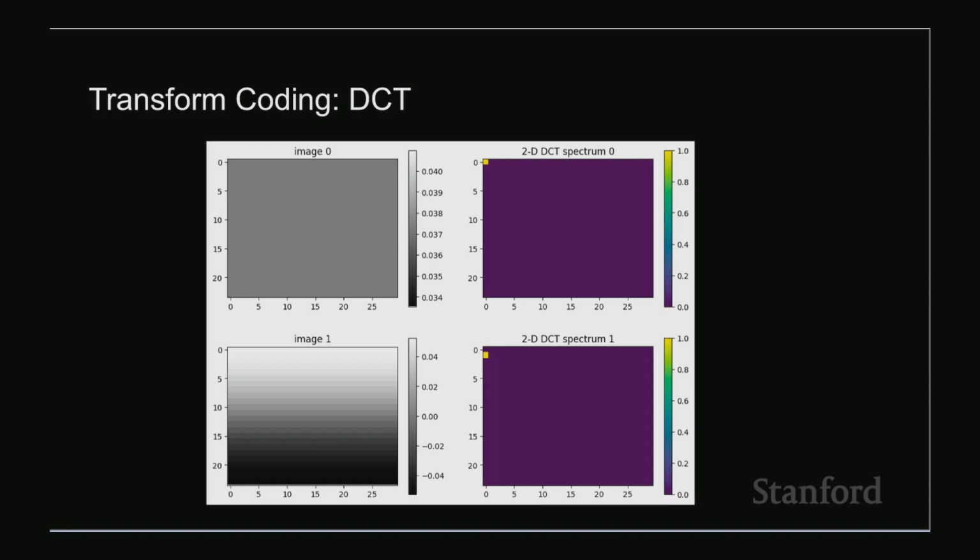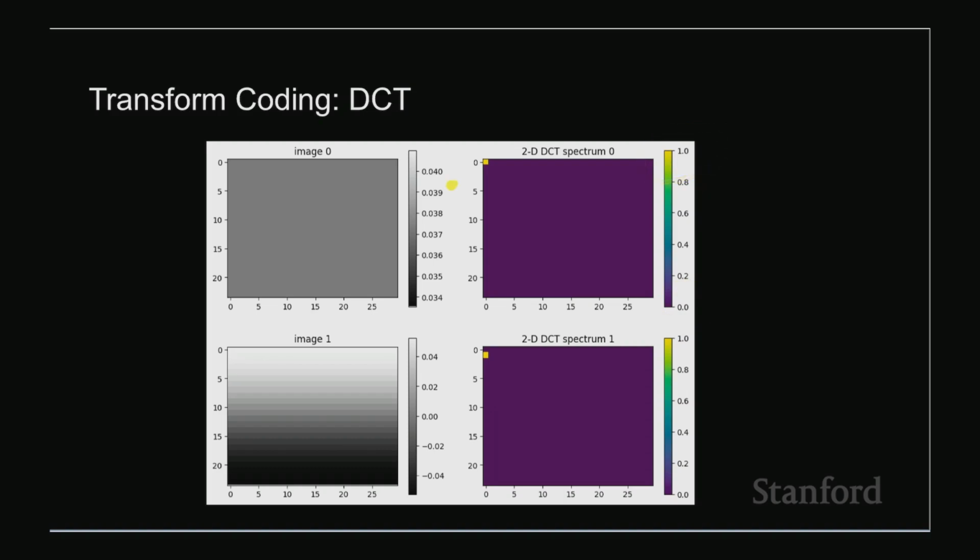So on the left, I'm going to show some image blocks. These are, I think, 24. This is actually 24 by 32, but it's okay. I don't really need to make it square. And on the right, I'm going to show the 2D DCT transform of these things. So for the constant image, yellow is high, blue is low. So dark blue is 0, and the more yellow, the higher the value of that DCT component.